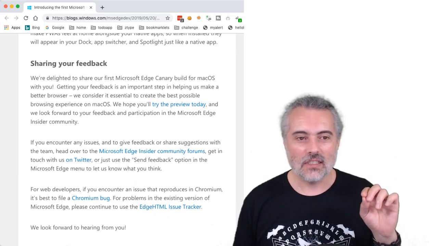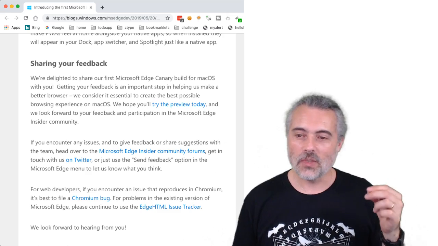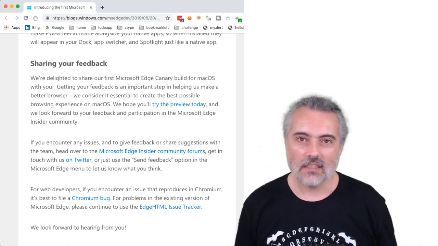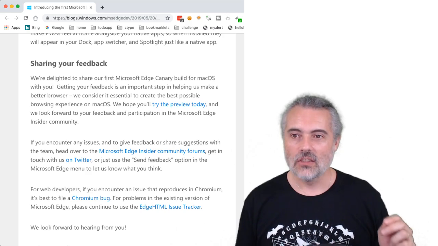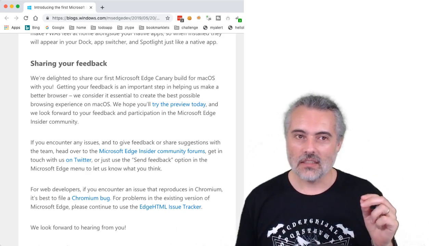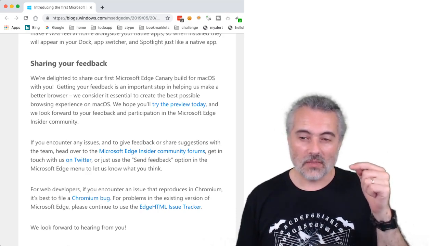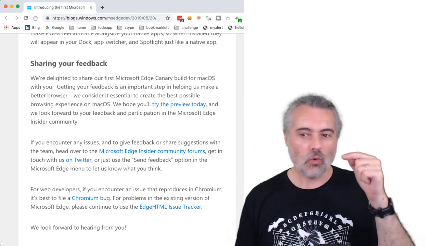One of the interesting things in here, it says, if you encounter an issue and it reproduces on Chromium, then file a Chromium bug. So Microsoft are contributing to that. But there's also a separate issue tracker for Edge. We have to understand whether our application is interacting at a Chromium level, a Chrome level, an Edge level. What is it playing with?